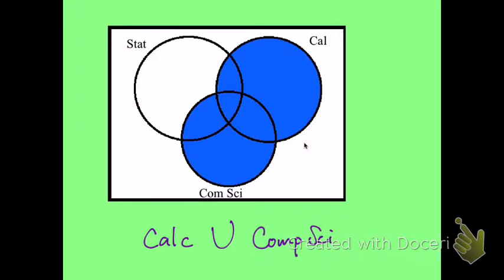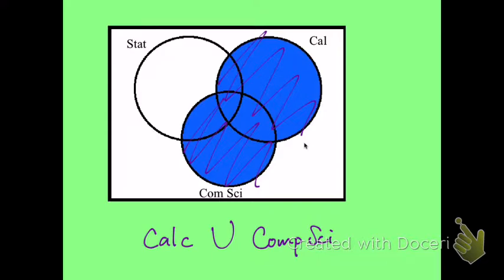It would be or. The reason why we use or instead of and is because I'm shading all of calc and I'm shading all of comp sci. A little bit of stat has some stuff in there, but we don't worry about stat. We don't even mention stat, so we don't have to say complement or anything.